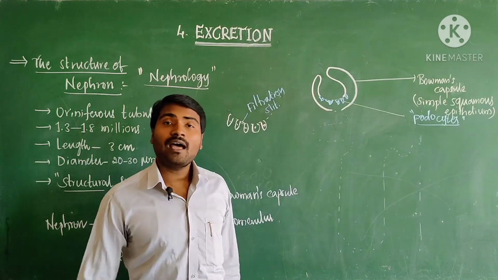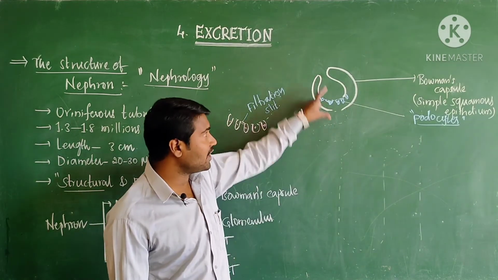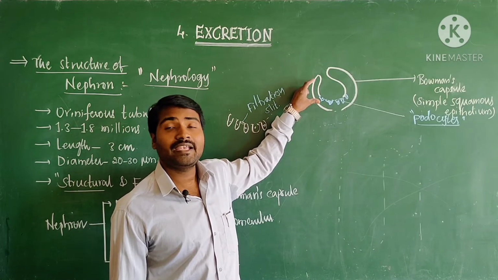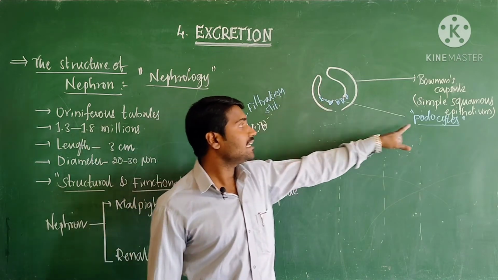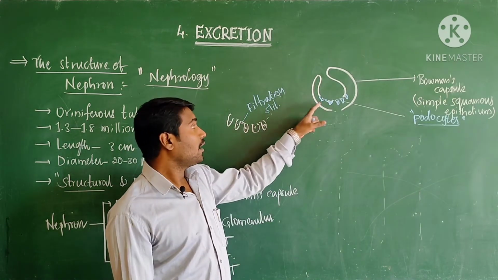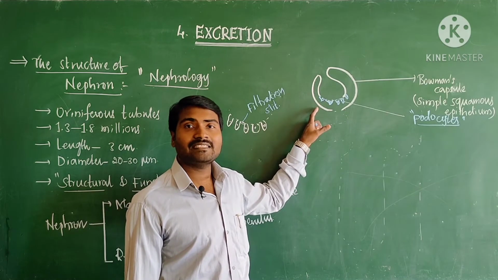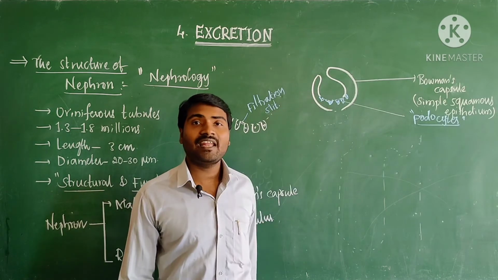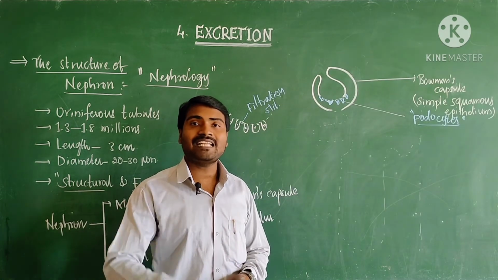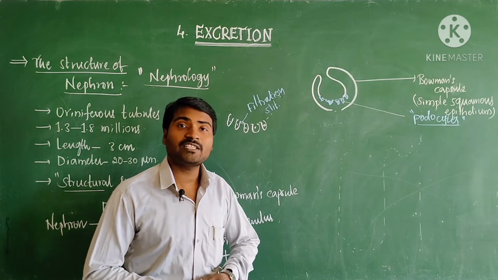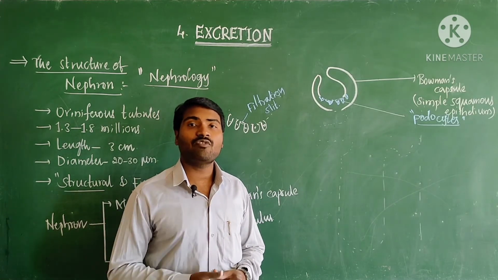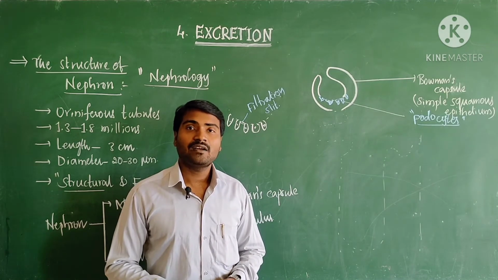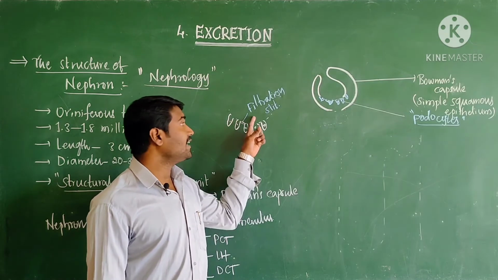So that is about the Bowman's capsule. One end of the nephron shows a cup-shaped structure called Bowman's capsule. It divides into two layers. The inner layer is the visceral epithelium, and the outer layer is the parietal epithelium. The outer layer is somewhat thick, but the inner layer is very thin and made up of special cells called podocytes. Podos means foot, kytos means cells; that is the Greek word. The gaps between two podocyte cells, the openings, are called filtration slits.